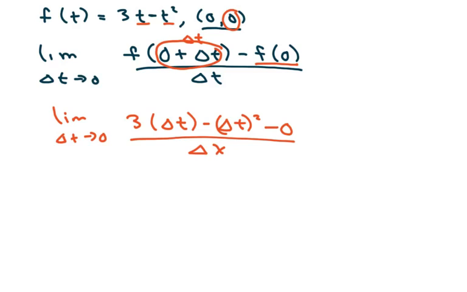And if I divide both of these pieces, you get the limit as delta t approaches 0 of 3 minus delta t. And when you plug in the 0, you get 3. And this should have been a t here. And then I have one more.